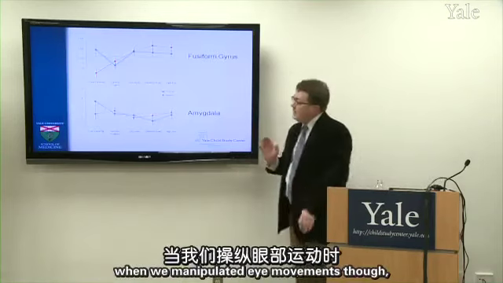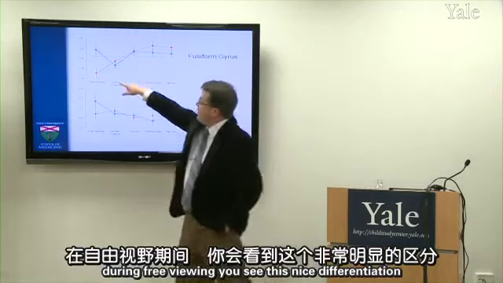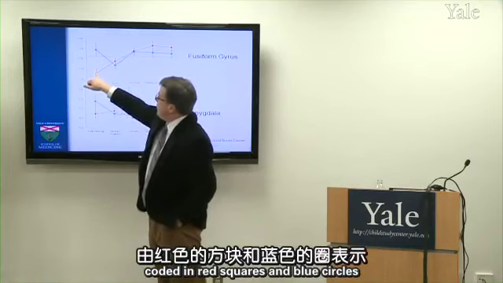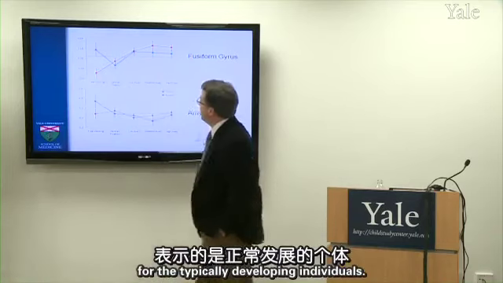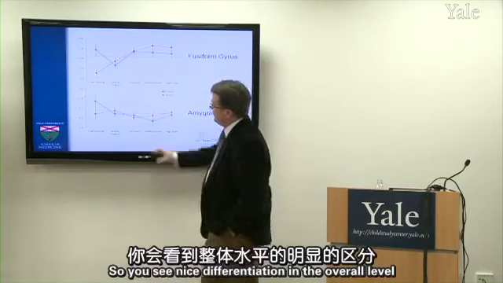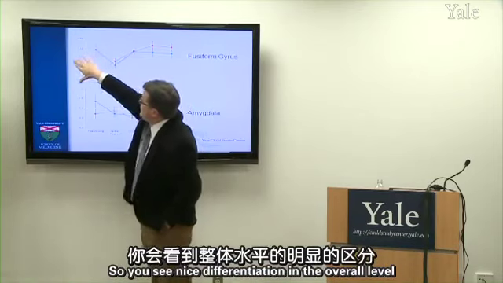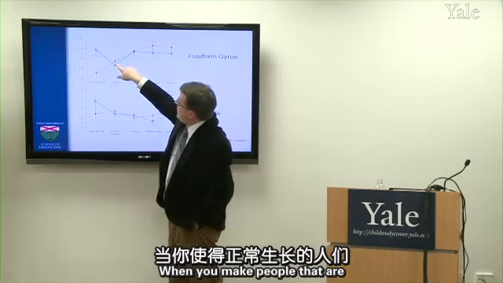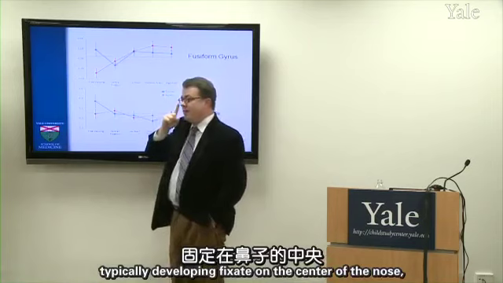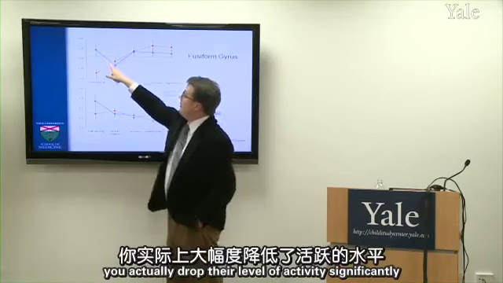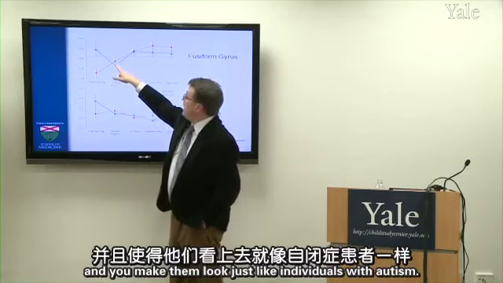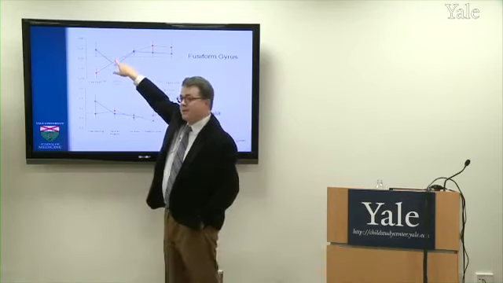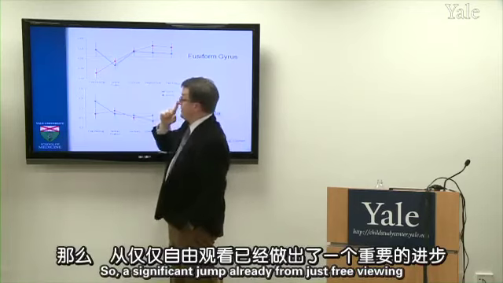Now, when we manipulated eye movements, though, during free viewing, you see this nice differentiation between individuals with autism, here coded in red squares, and blue circles for the typically developing individuals. So you see nice differentiation in the overall level of activation from the fusiform. When you make people that are typically developing fixate on the center of the nose, you actually drop their level of activity significantly, all right? And you make them look just like individuals with autism, and you bring individuals with autism slightly up by making them fixate on the nose, all right?